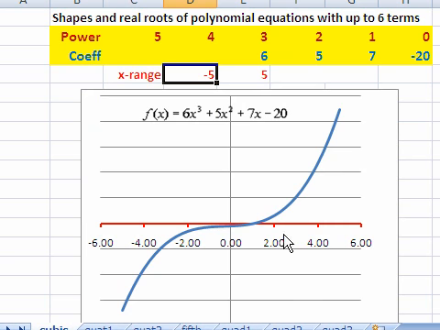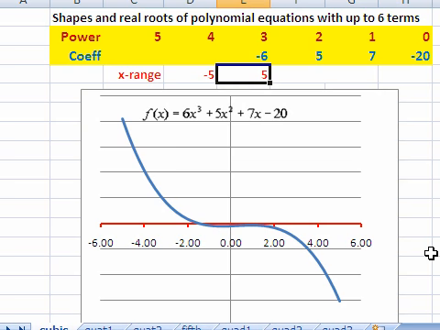So there we see a typical cubic curve. In polynomials, the highest power controls the shape of the curve for large absolute values of x. For odd powers, it starts in negative infinity and goes off into positive infinity. And if the coefficient of the high power is negative, it'll flip around the other way.